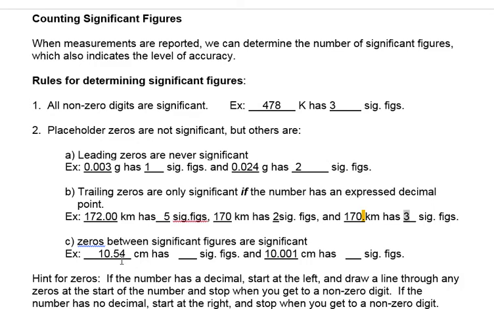Zeros between significant figures are usually pretty straightforward. We just count them all, right? So the 1, the 0, the 5, and the 4 gives us 4 significant figures. Likewise, 10.001 has 5 significant figures.